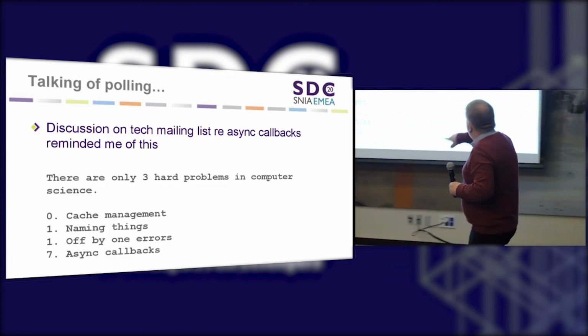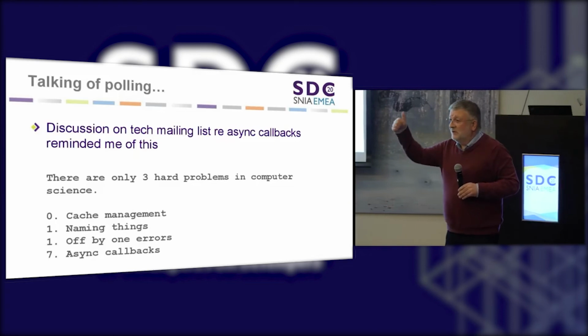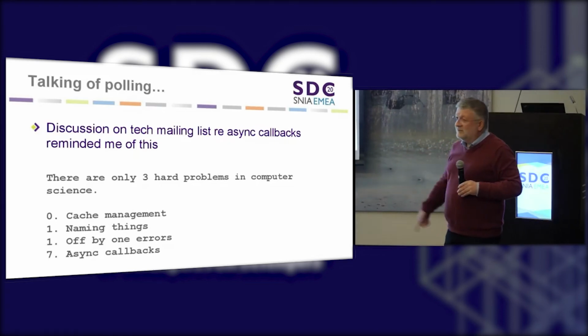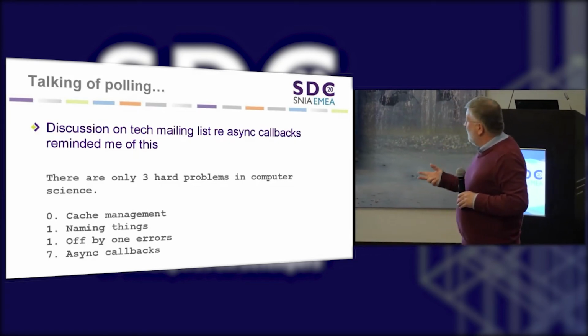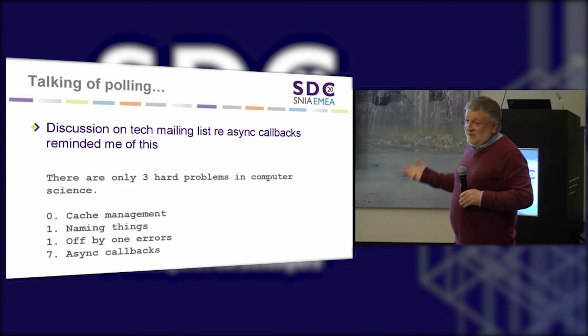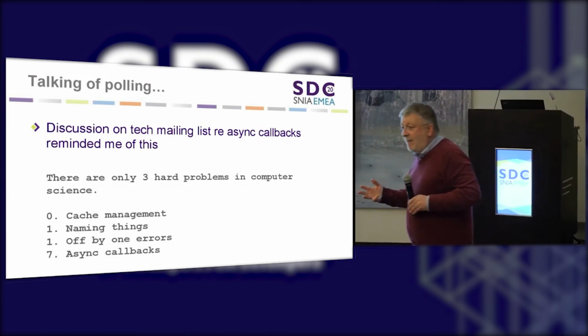Right? There are only 3 hard problems in computer science. Number 0, cache management. Number 1, naming things. We're terrible at naming things. Number 1, off by 1 errors. And number 7, async callbacks.